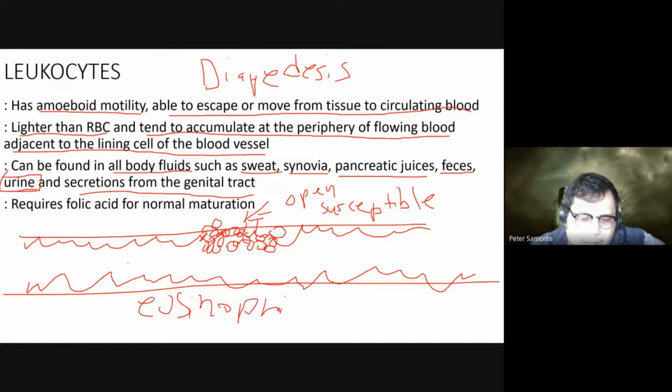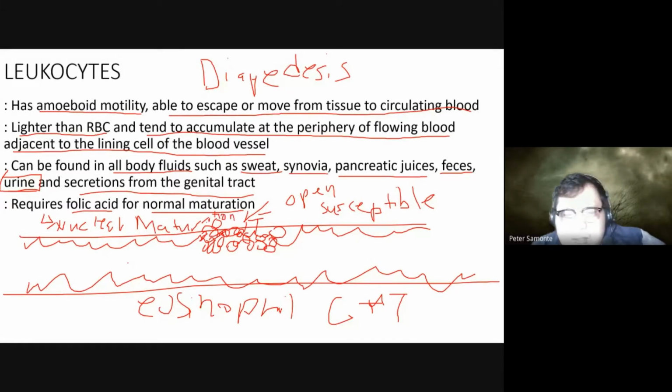They are usually found in your GIT. Then it requires folic acid for normal maturation. So remember, your folic acid will be responsible for your nuclear maturation. And your WBCs have a nucleus, so they would require folic acid for normal maturation.